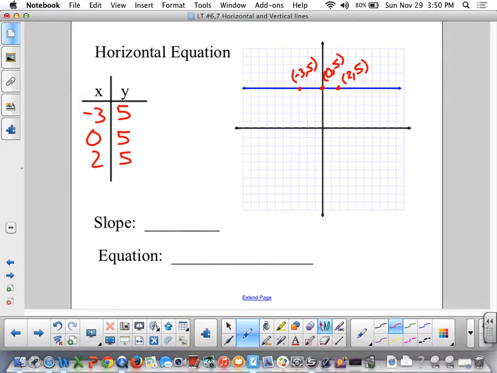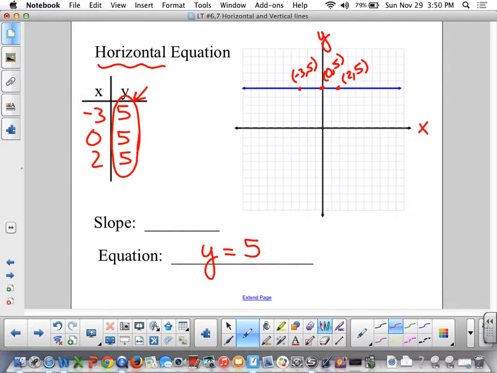And even if you found other points on this line, you would notice something: that 5 is constant. For a horizontal line, our y values are constant. So our equation is y equals 5. And you can see that it crosses 5 on our y-axis. So the equation is labeled with where it crosses on which axis. It crosses the y-axis, so the equation is y equals 5.